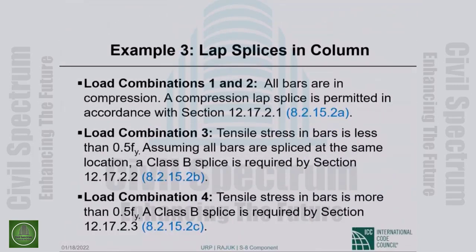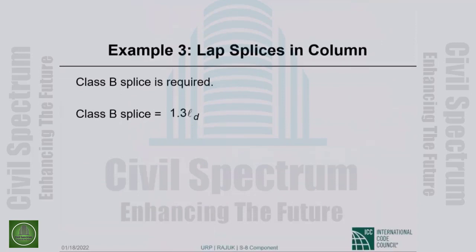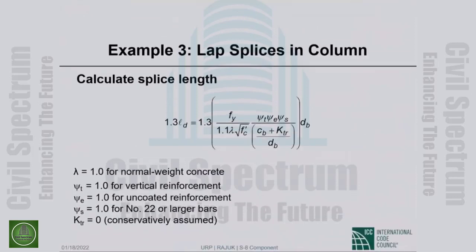So tensile stress in bars is less than 50% of F sub Y, assuming all bars are spliced at the same location, a class B splice is required. This is what I showed you earlier. And load combination 4, the stresses are more than 50% of F sub Y, so you definitely need class B tension lap splice. So what we have to have is class B tension lap splice, and the splice length then will be 1.3 times the development length.